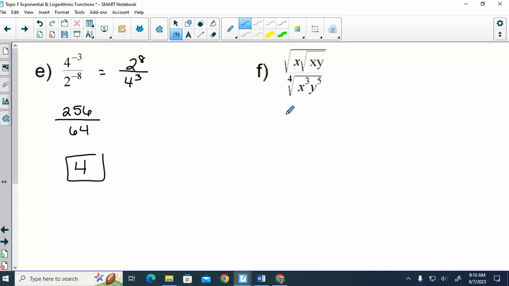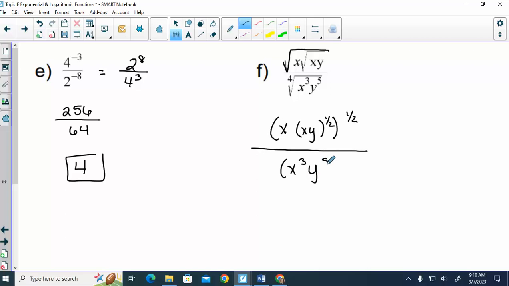In the radicals, it's a little bit harder to think about. A square root is what power? 1 half. So this whole thing is to the 1 half. And then I have an x, and then I had another square root of xy. So that xy is to the 1 half. On the bottom, that was all to the 4th root. You're a step ahead of what I wrote down, but yes, that's correct.